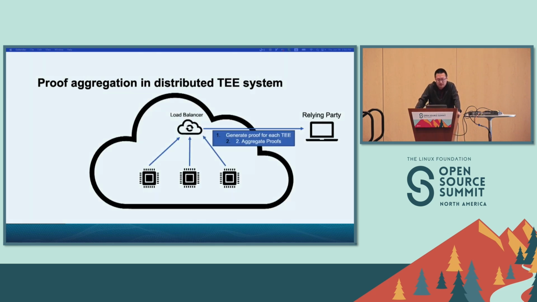And in the cloud service, we have these centralized services. For example, we can use the load balancer here. They can play the role of aggregator. In this way, all the TE nodes can simply just send their attestation report to the load balancer. The load balancer can do the attestation and also generate this zero-knowledge proof. And finally, they can aggregate all the proofs together to generate one final proof. So the relying party will only get this one final proof. The task for the relying party is very easy, just verify this single proof.